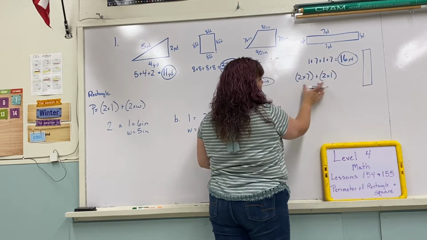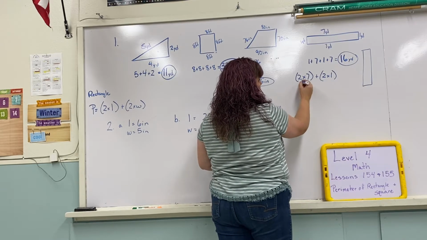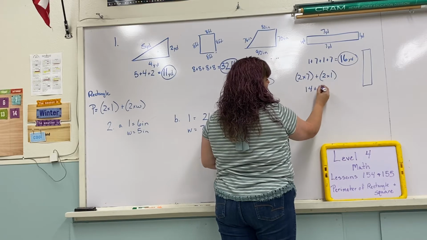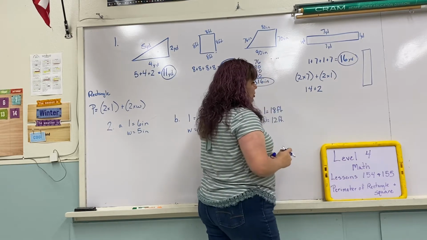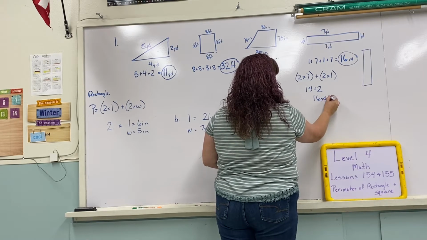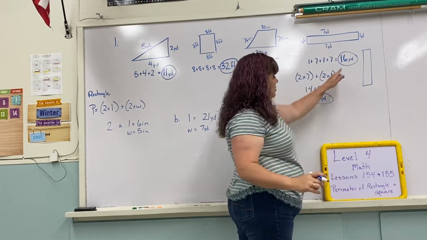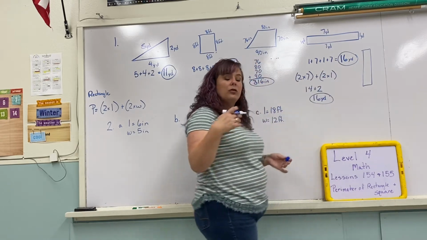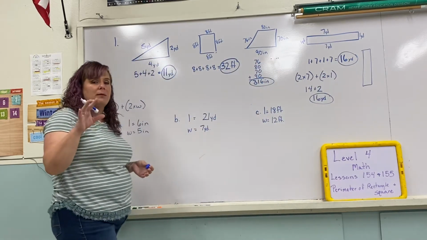We solve that. We do parentheses first. 7 times 2 is 14, plus 2 times 1 is 2. If we add that together, that equals 16. Do our answers match up? They do. So that formula works every time there's a rectangle.